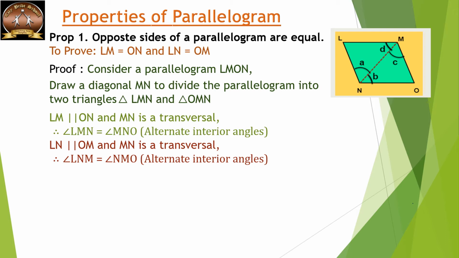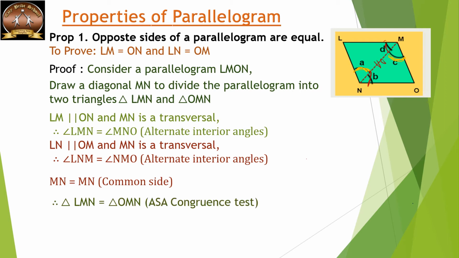We need only one more. We can clearly see that there is a common side in these triangles. So MN equal to MN, common side. So we have got three elements, that is angle, these two angles, and a side. So which rule can we use? Two angles and a side between them, that is ASA rule. So by this rule we can say that triangle LMN is congruent to triangle OMN.